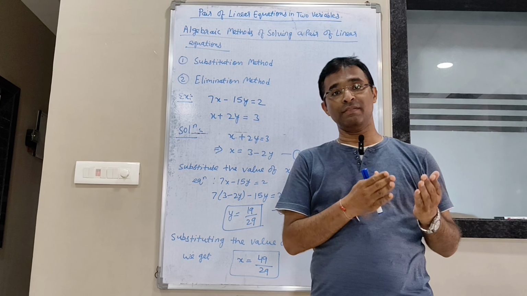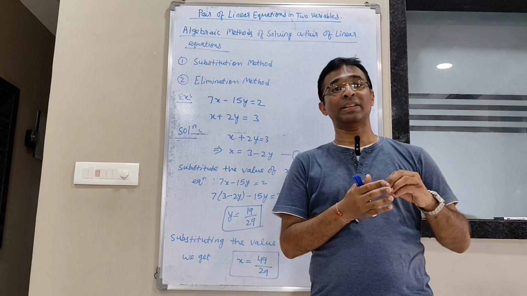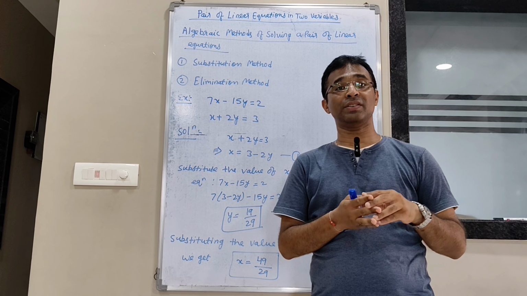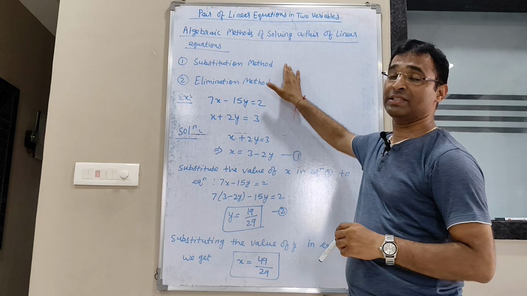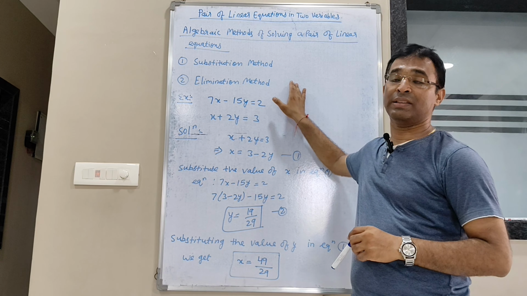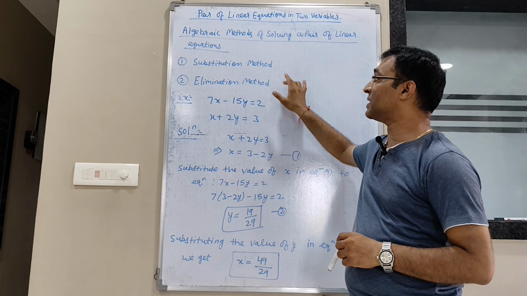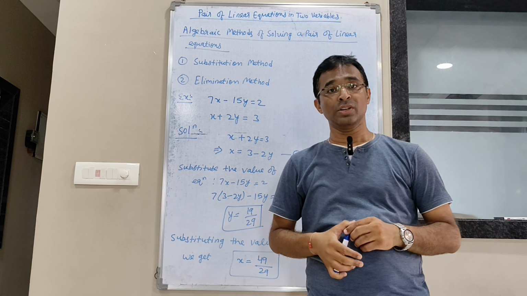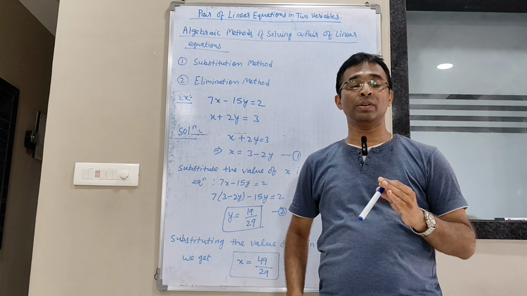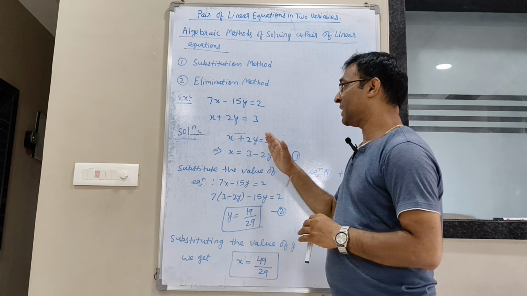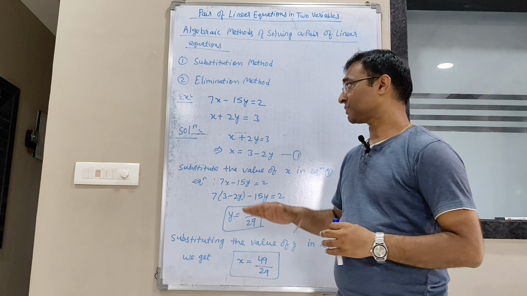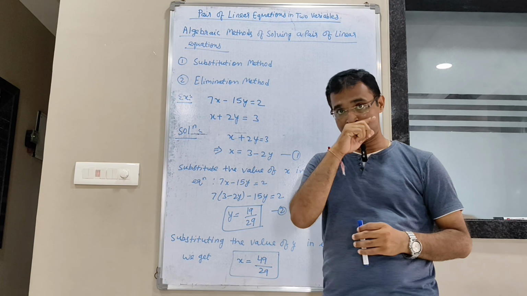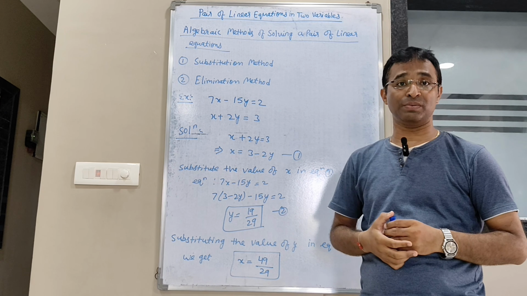So earlier we saw how to solve a pair of linear equations graphically. Now we are seeing the other two methods. The first one is substitution and the second one is elimination. To understand these methods in more detail, we are taking an example and trying to explain them. So first, we are solving this with the help of the substitution method.